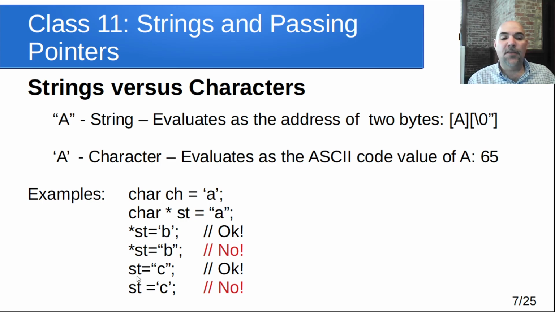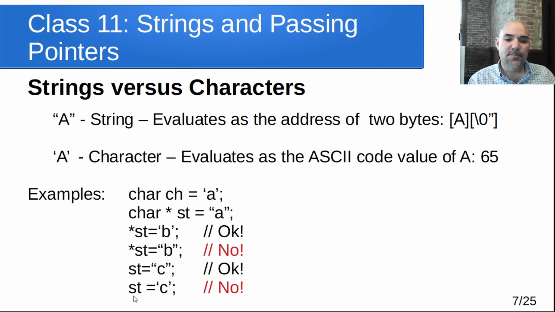Now, conversely, if I say ST equal double quote C, that's going to point this pointer at a different string, where it was pointing at A null. Now it's pointing at C null. But if I try to say ST, which is holding an address, and stick the ASCII value for lowercase c, which would be, what, 97, 98, 99.